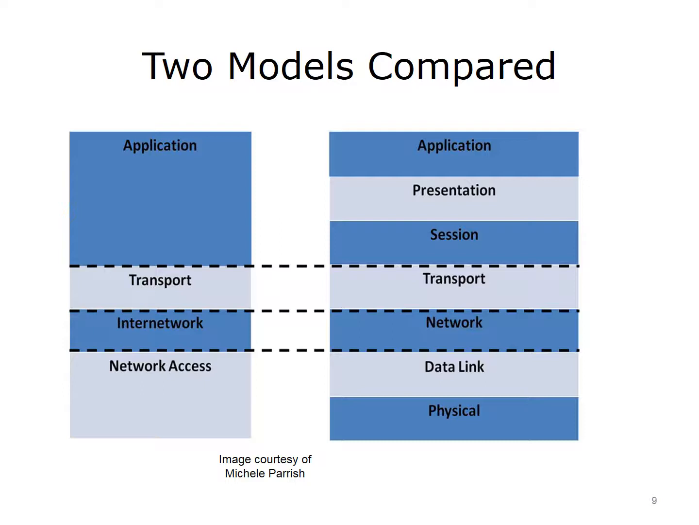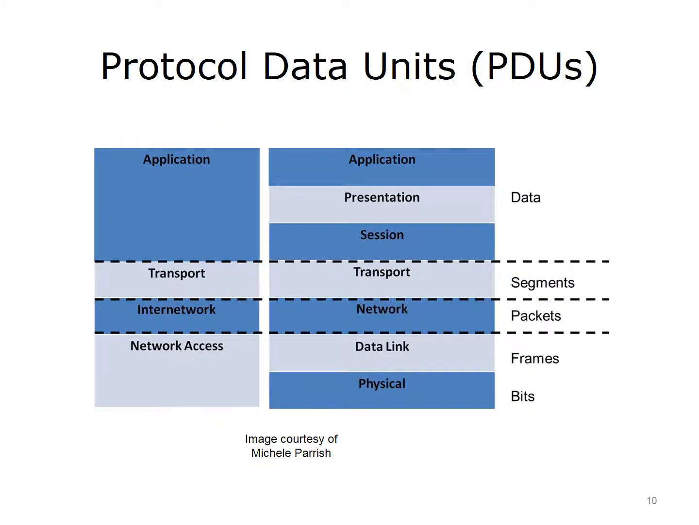As data travels through the layers, it is referred to with different names. This is known as the Protocol Data Units, PDUs. As data travels through the application, presentation, and session layers, it is called data. At the transport layer, it is called segments. At the network layer, packets. As it passes through the data link layer, it is called frames. And finally, when it reaches the physical layer, it is called bits.